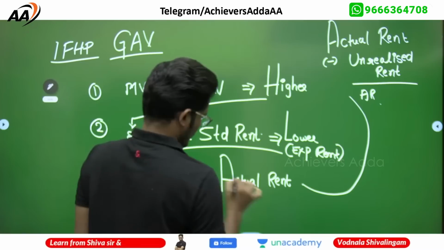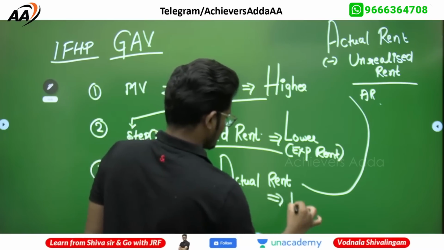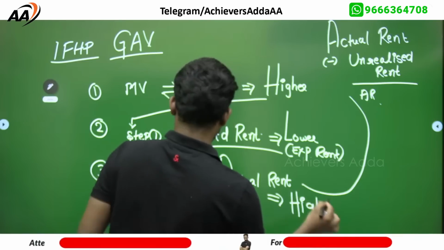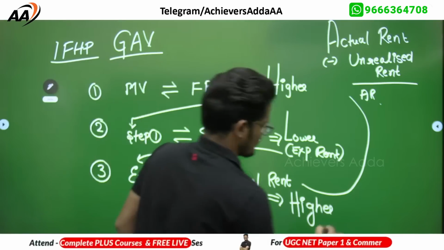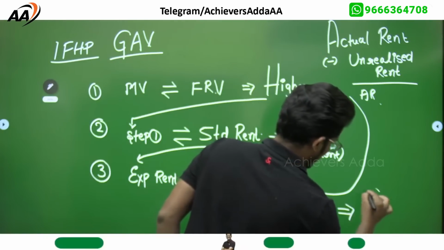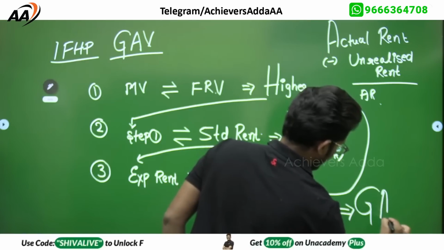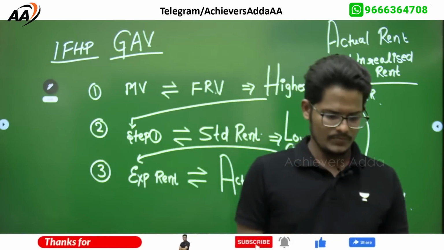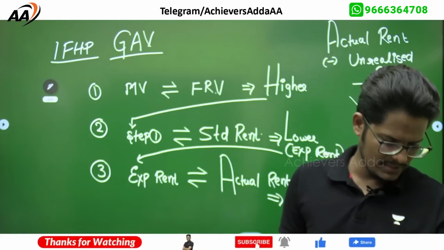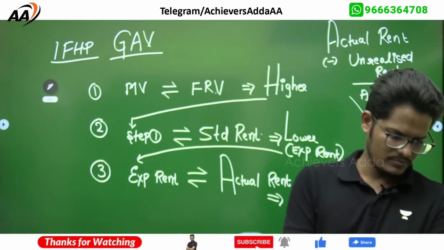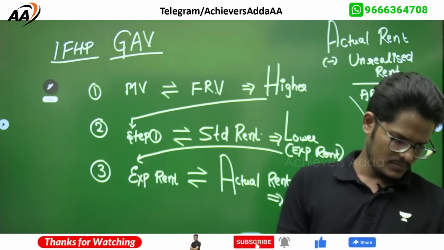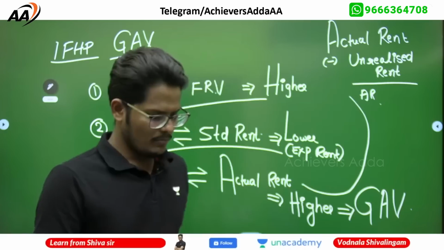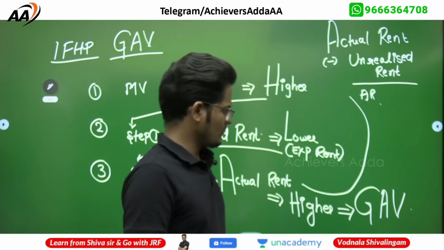After comparing these both, whichever is higher, whether actual rent or this expected rent, that will be the gross annual value. Gross annual value will be taken up. Now gross annual value we have taken, but here there is one question.